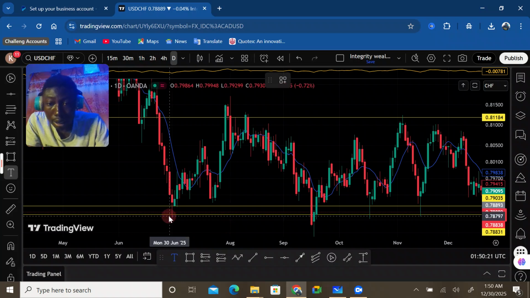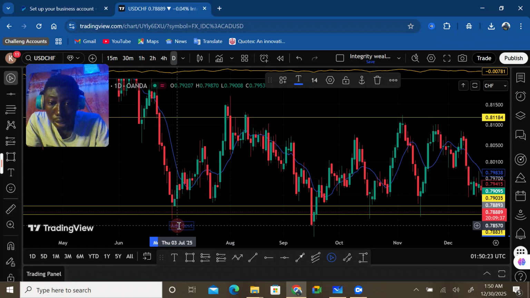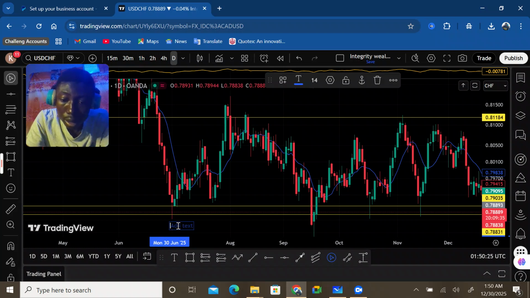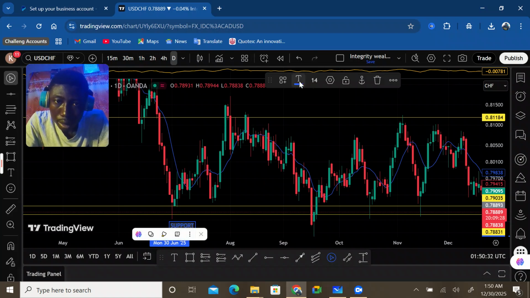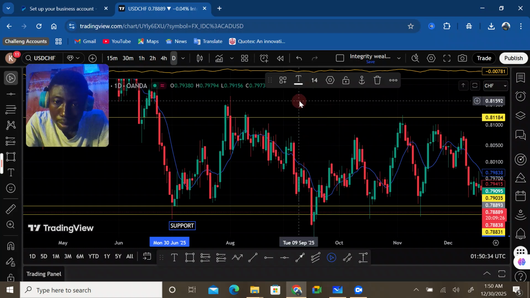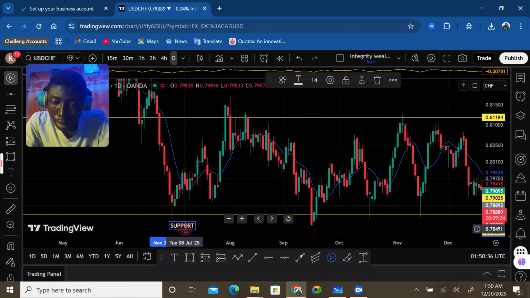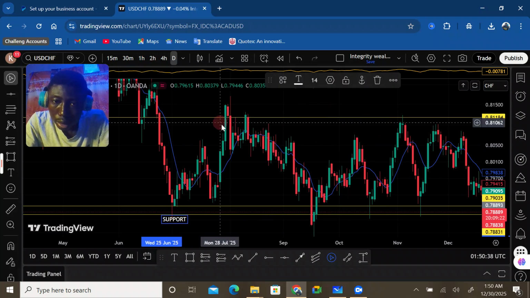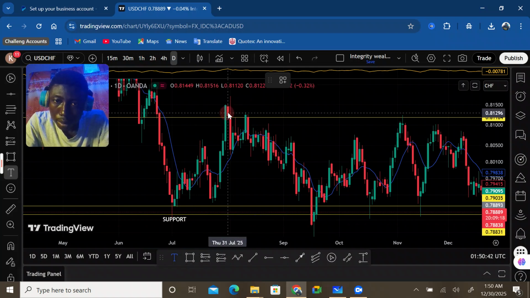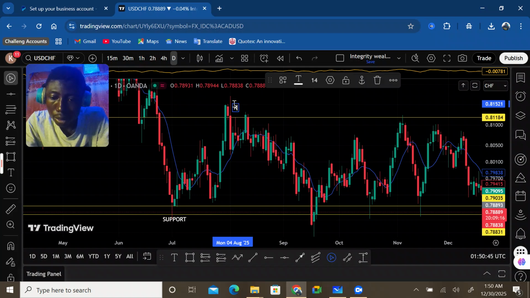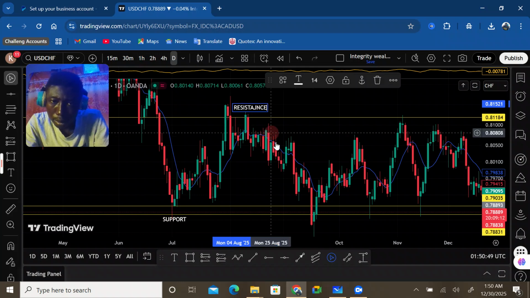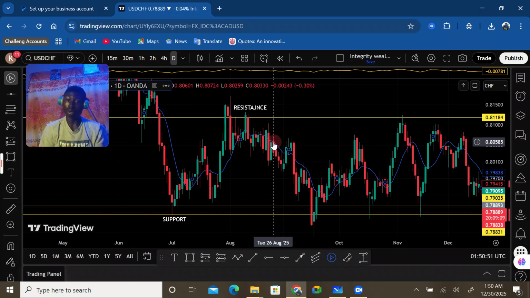Now let me add text here for you to understand. This is support, okay. Now I can change the text to white. Okay, this is support. Now you come to this place, it has become resistance, rejected resistance. That's the simple strategy that you should know.